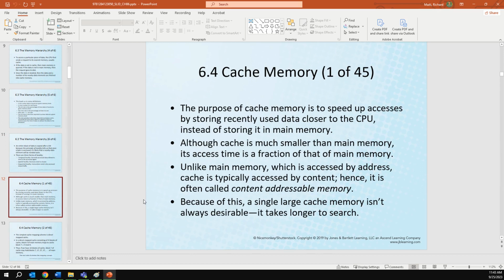So the purpose of cache is to speed up access. Like I mentioned earlier, you can think of it as very fast memory. So cache is smaller than main memory.